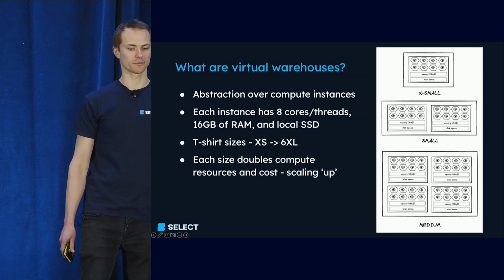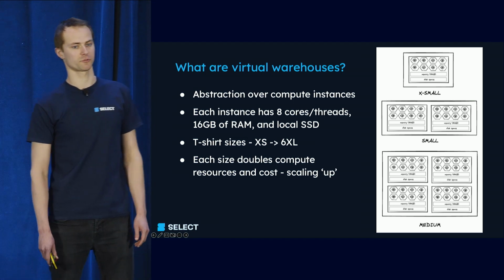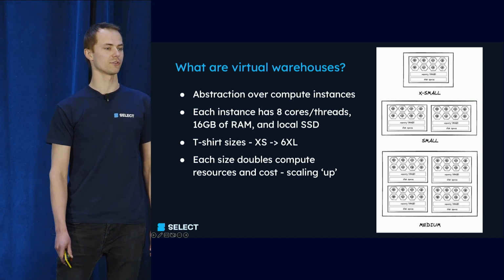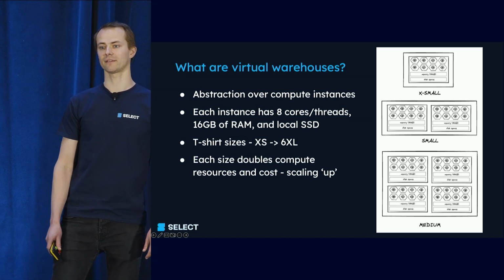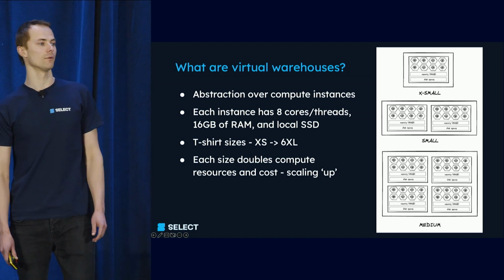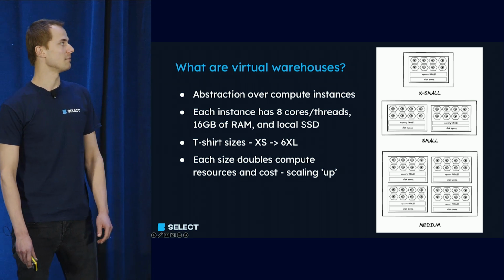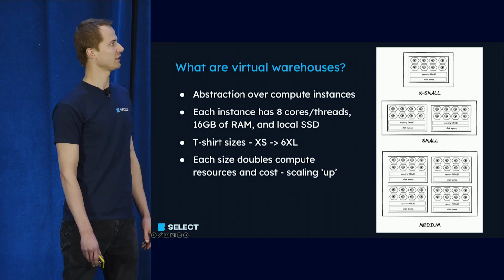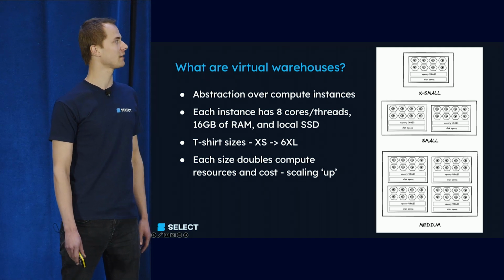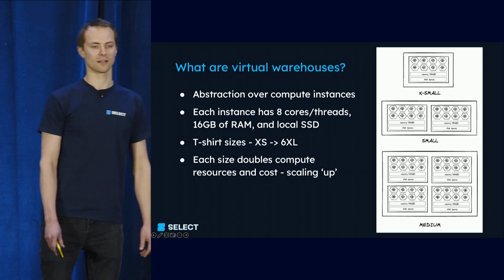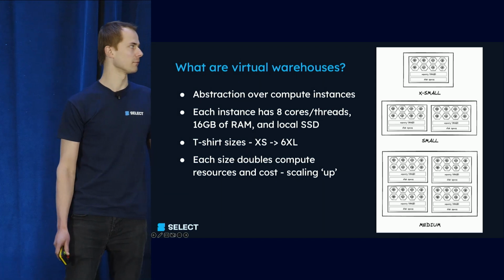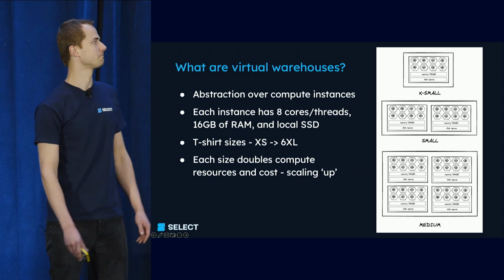So what's a virtual warehouse? A virtual warehouse is an abstraction over the compute instances that your Snowflake account is running on top of. So for AWS, that's EC2. For Google Cloud Platform, that's Compute Engine. Each node that forms a virtual warehouse is roughly 8 cores or threads, 16 gigabytes of RAM, and it has a local SSD as well. The exact specs vary between cloud platforms, but that's the rough level.